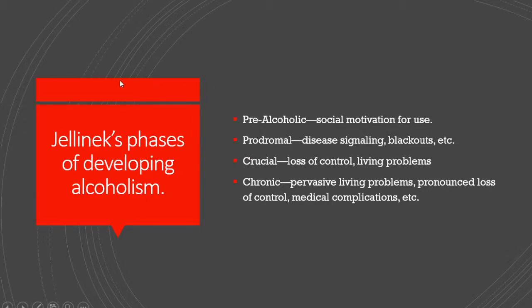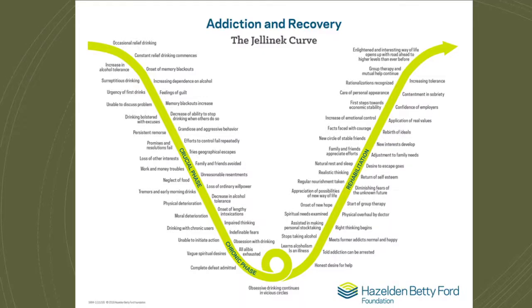Now here's the kicker. Not everyone goes through all of these, and it takes years for some people to go through all of these. And it takes months for other people to go through it. There's no real timeline out there for how it's going to affect each individual. This is the Jellinek curve that he defined when he was doing his Yale studies.